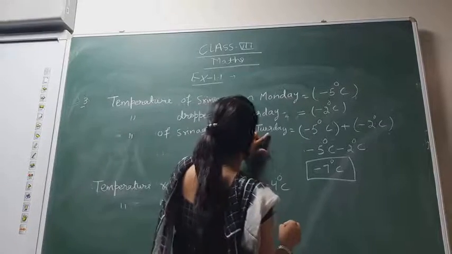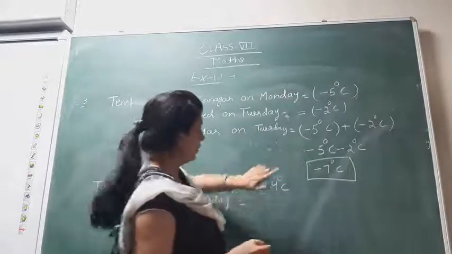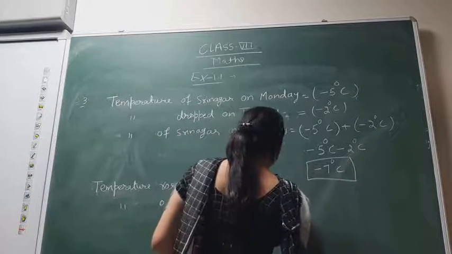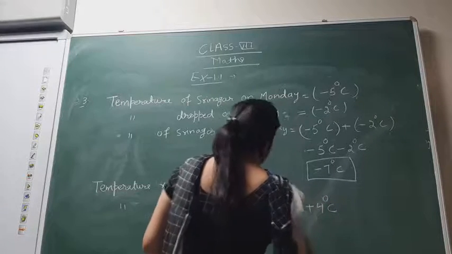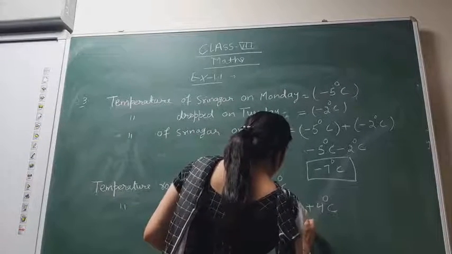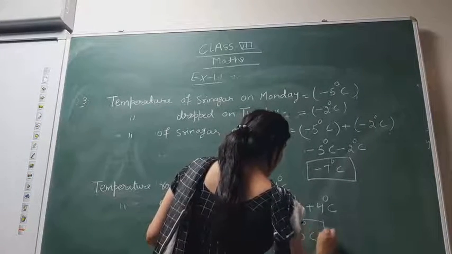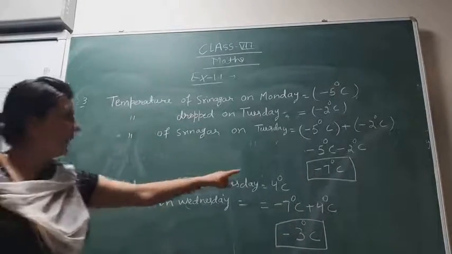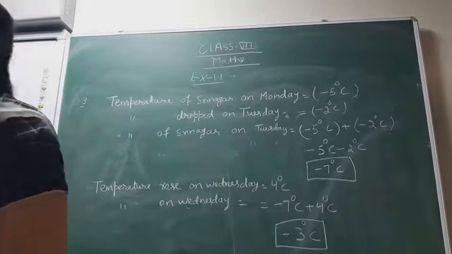is equal to, we have to take the temperature of Tuesday, and from this temperature it rose by 4 degrees Celsius. So it is minus 7 degrees Celsius plus 4 degrees Celsius. One is negative, one is positive, so both are of different signs, so it becomes 3 degrees Celsius. 7 is larger than this, so we will take the sign of minus. So this is minus 3 degrees Celsius on Wednesday and minus 7 degrees Celsius on Tuesday. Let us do our next question.